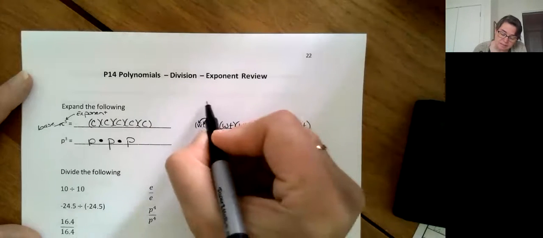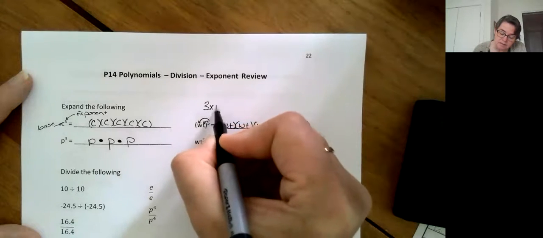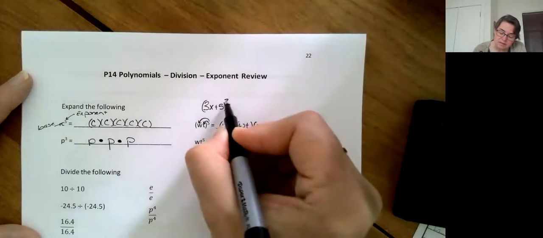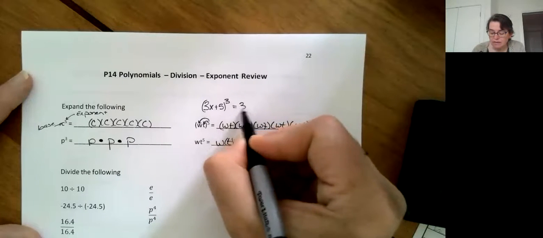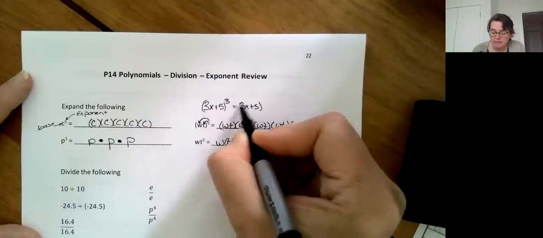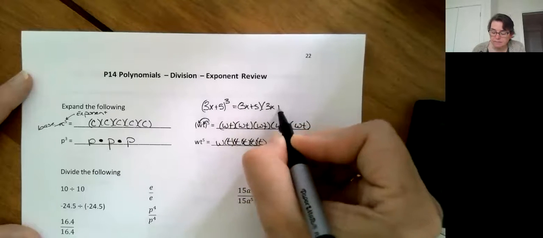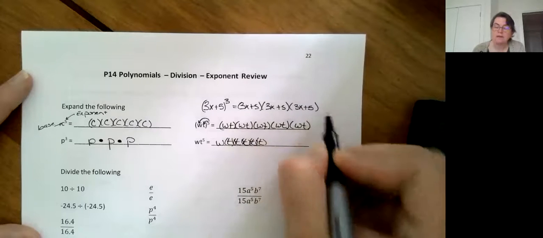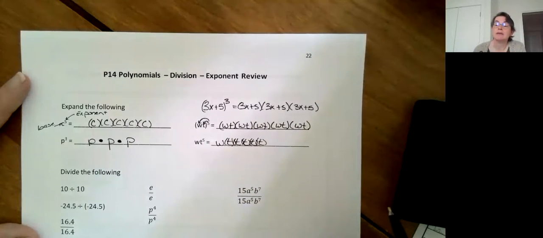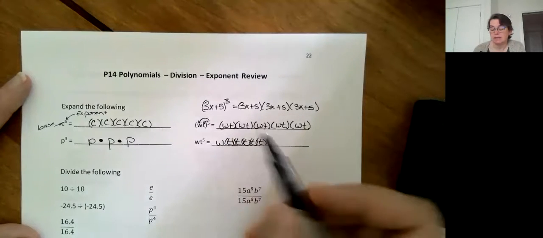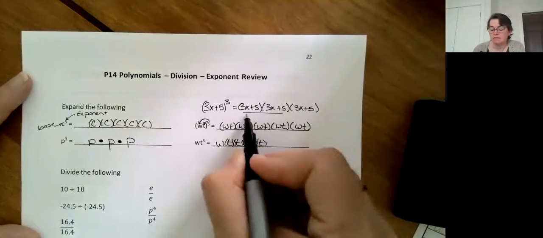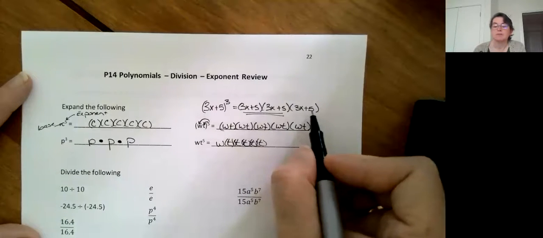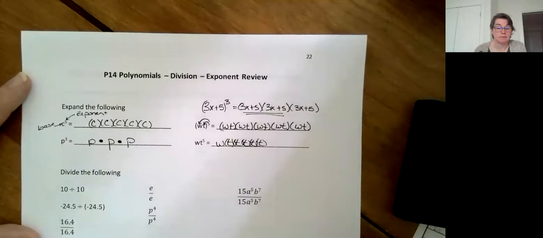So even if I had, let's say, 3x plus 5 to the third, that would mean 3x plus 5 is my base, written three times. And if all it said was expand, we were done. If it said multiply, basically what you do is you FOIL these two, and then take your answer and multiply it by that one. I'm not going to do it because I don't have room. And truthfully, ta-da, this is division. I know you already know how to do multiplication.